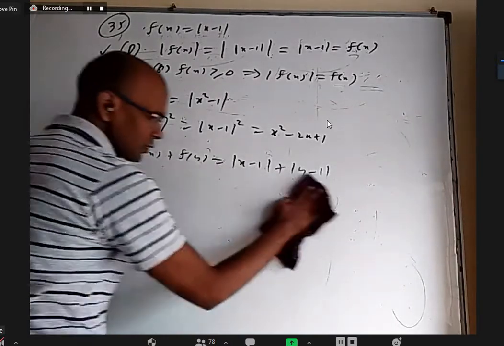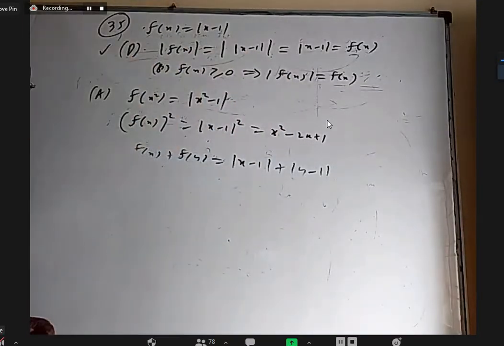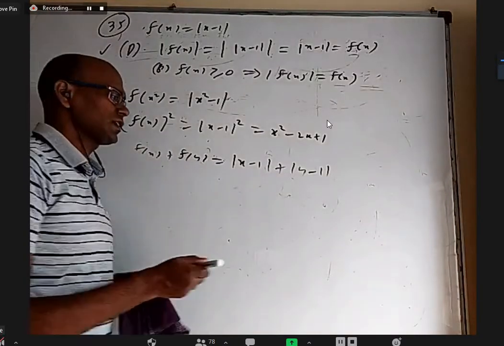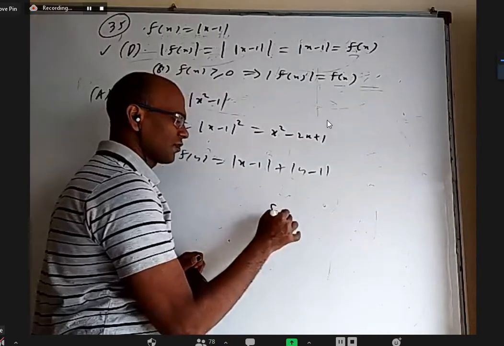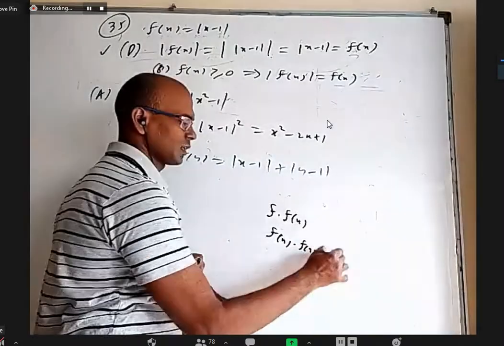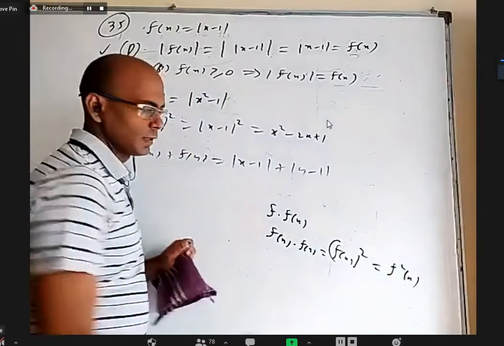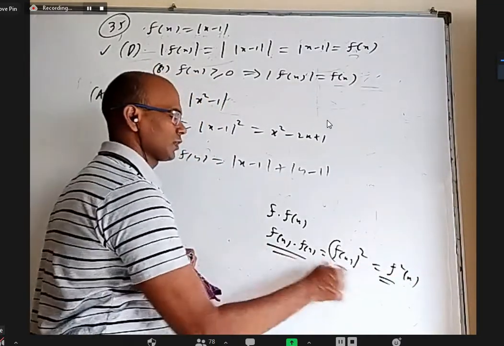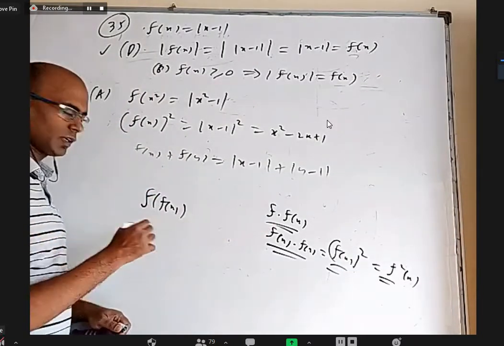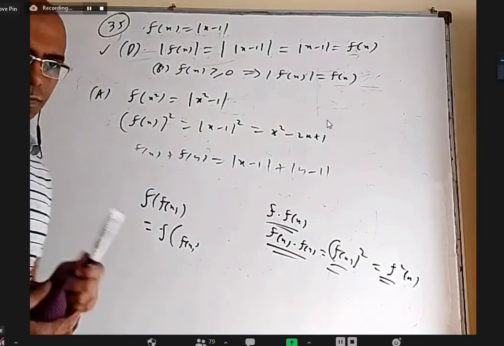Sir, if they give f of x, then we'll write f square x or f circle x? F circle f only, it's not f square. F square is different. F square means they may give f dot x. That is actually f of x into f of x, which will be f of x whole square, which you are calling it as f square of x. That is different. But if they give f of x, it is not like squaring it. It is substituting f of x in another f of x. Replace x with f of x. Yes, sir.